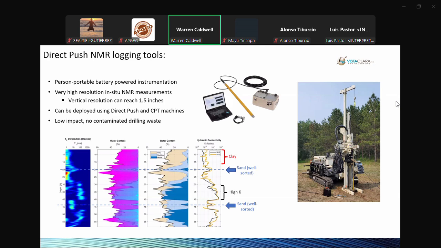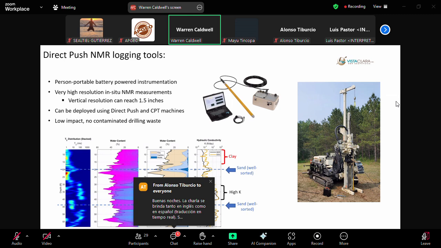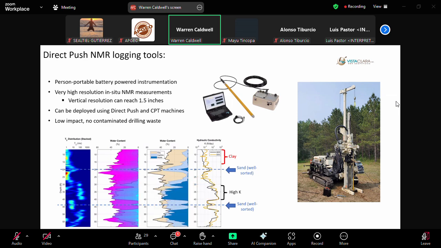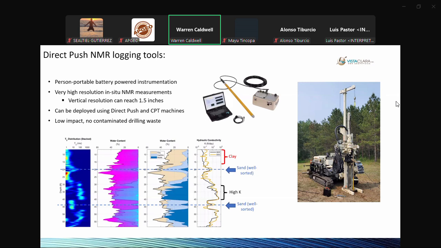this direct push, or this Dart system, is highly portable. It can integrate with direct push rigs, and that, of course, allows it to be deployed without having to drill and case a permanent borehole. You can get an NMR log in a location in a day and abandon the boring afterwards.